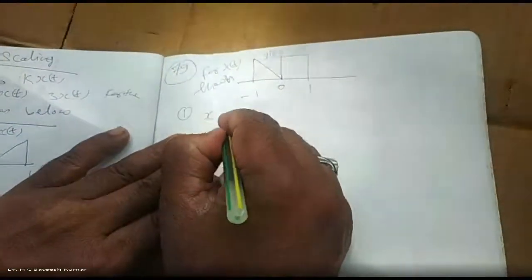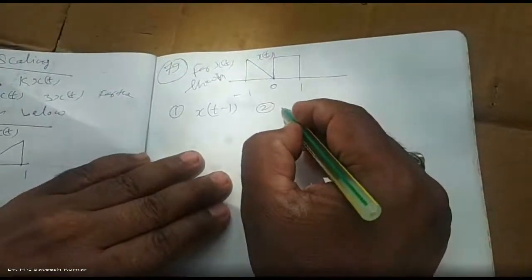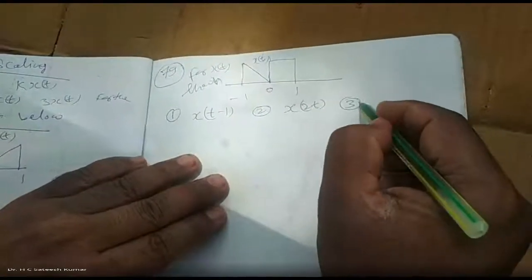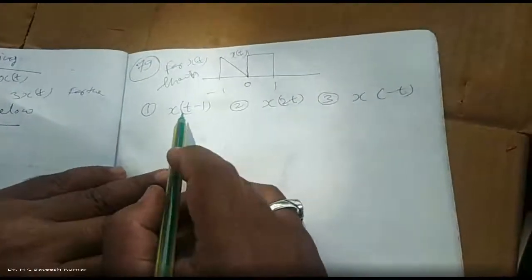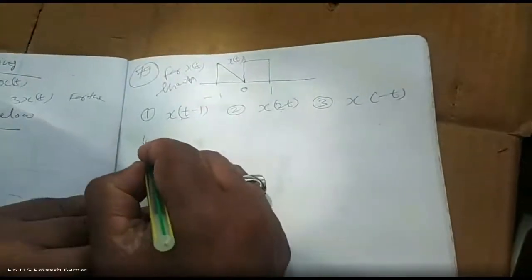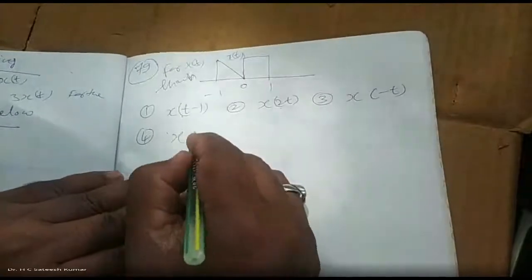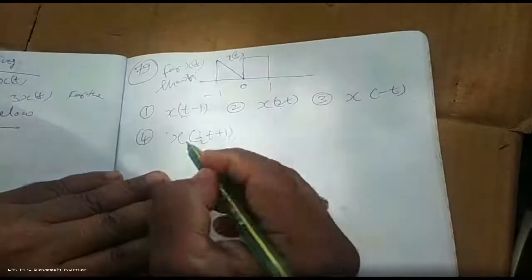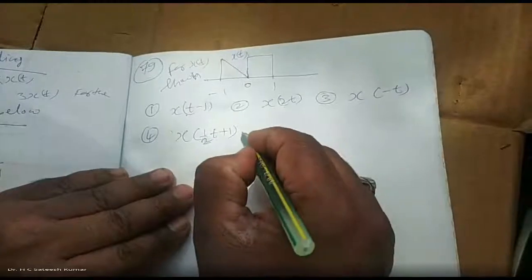So first one, shifting: x of t minus 1. Second one, scaling: x of 2t. Third one, shifting, scaling, folding: x of minus t. Now one part on shifting, scaling, folding. Fourth one, a combination of these two, shifting and scaling: x of half t plus 1. Shifting will be there as well as scaling will be there.